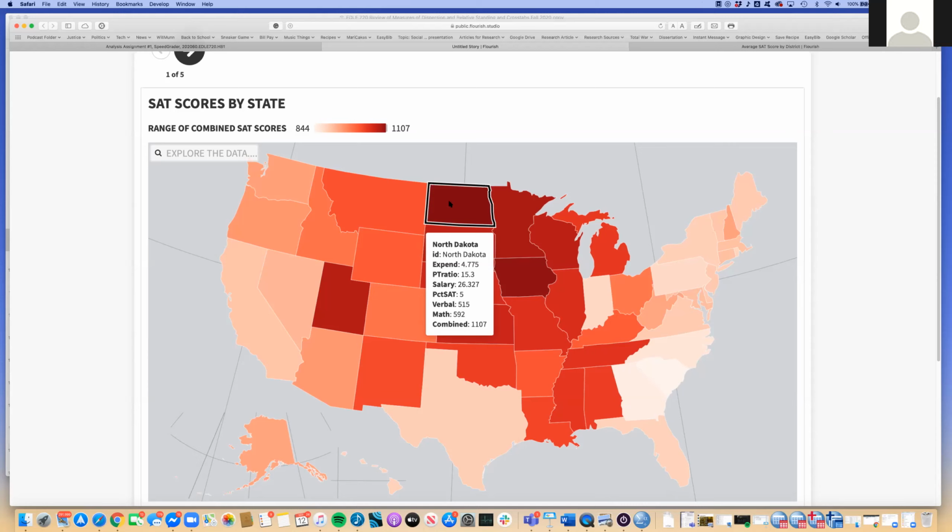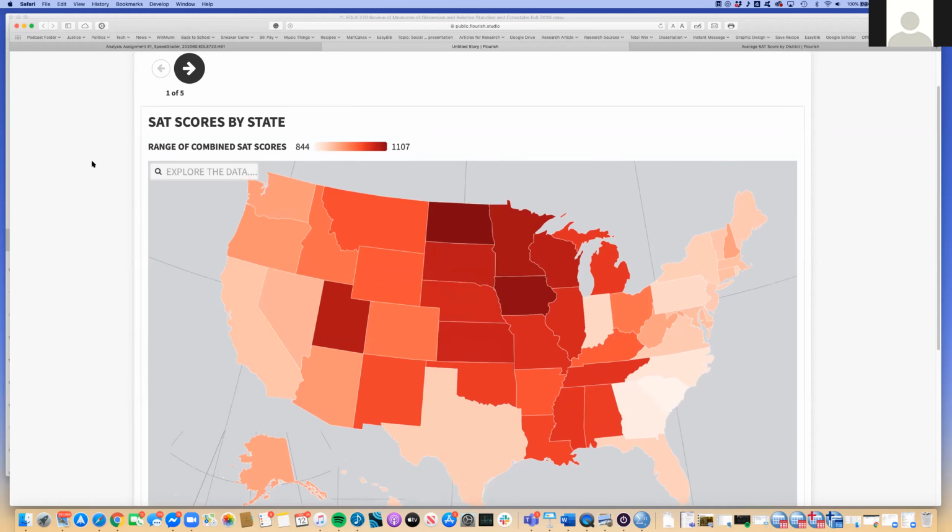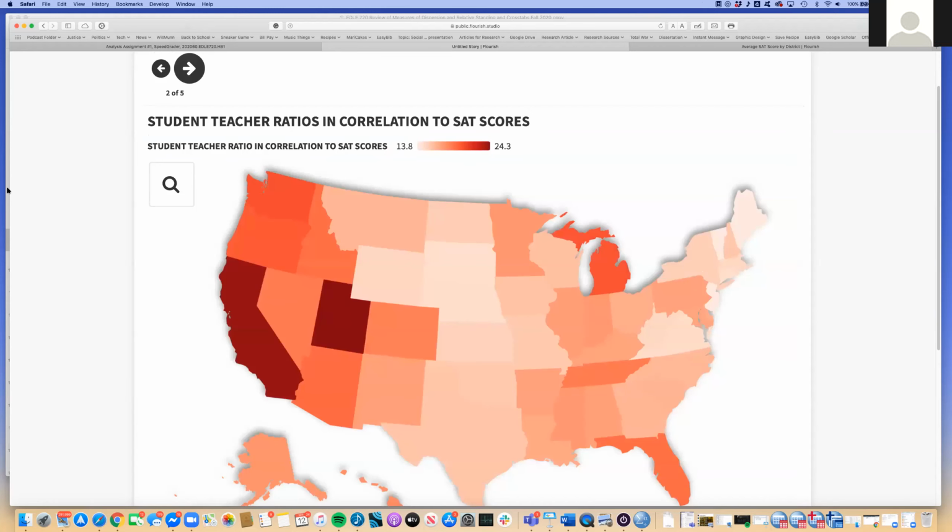So I was going to leave it at this map and just do this one, but then I said, let me look and see if I can see the difference. So when you go to the next one, South Carolina has the lowest.